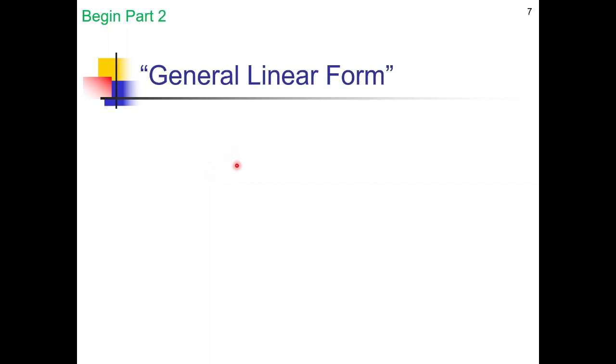You're rejoining us for part 2 of graphing rational functions. In this one, we're going to move away from that transformational form and talk about graphing things in something I like to call the general linear form. That's not the official name, but here's what I mean by this.